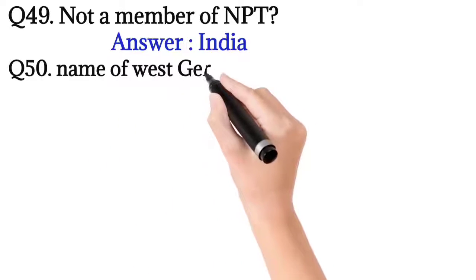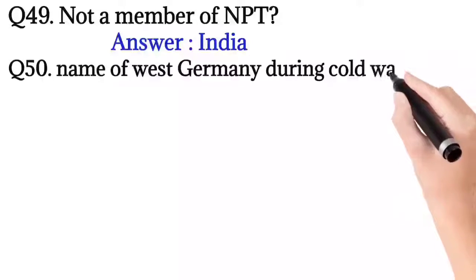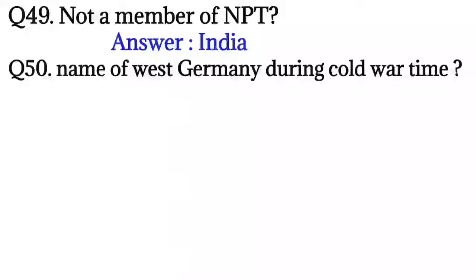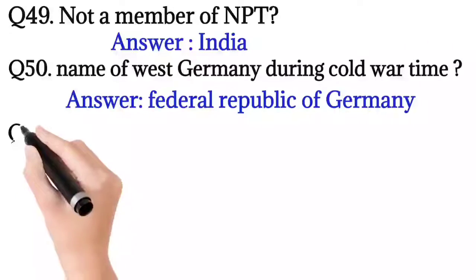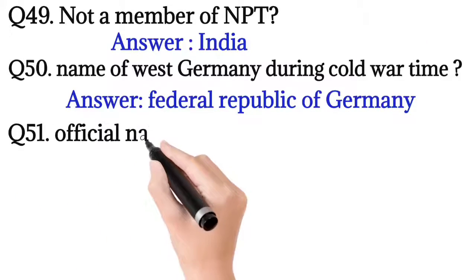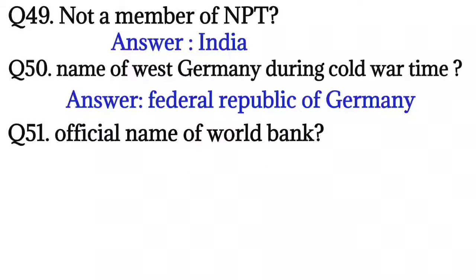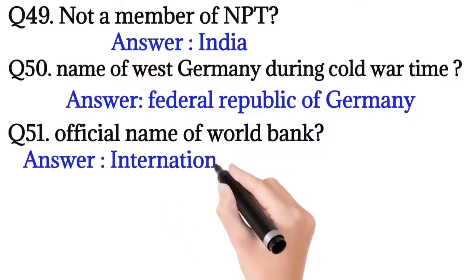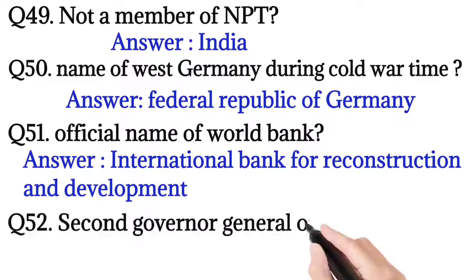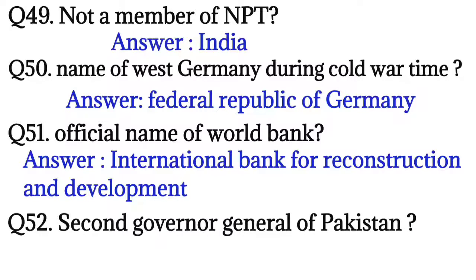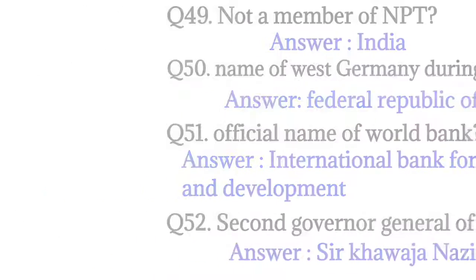Question number 50. Name of West Germany during Cold War time. So the answer is Federal Republic of Germany. Question number 51. Official name of World Bank. So the answer is International Bank for Reconstruction and Development. Question number 52. Second Governor General of Pakistan. So the answer is Sir Khwaja Nazimuddin.